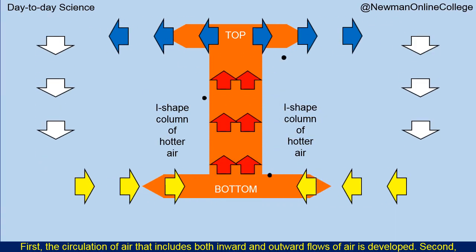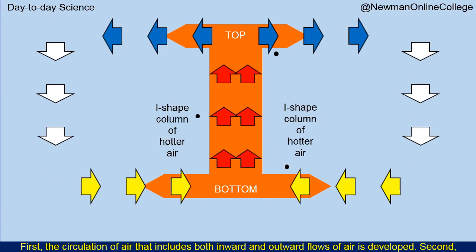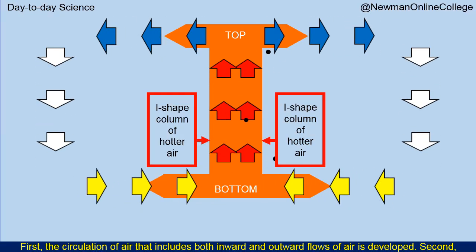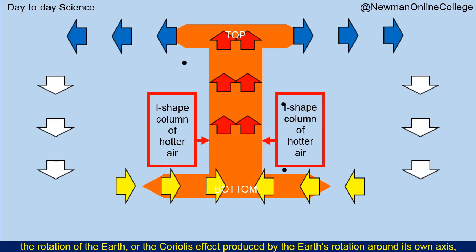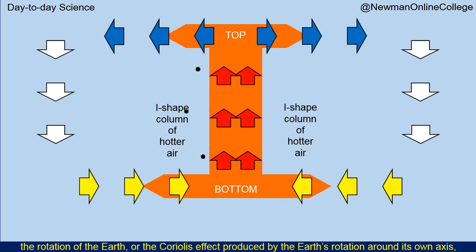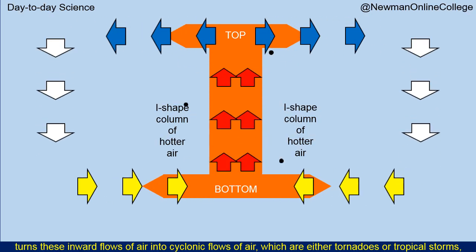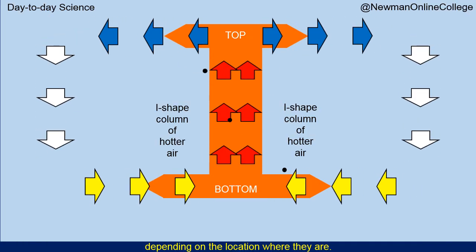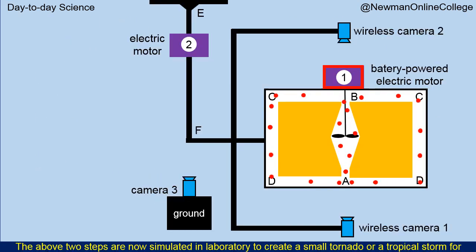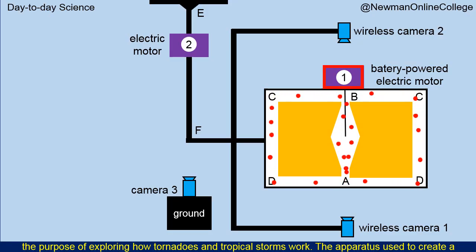First, the circulation of air that includes both inward and outward flows of air is developed. Second, the rotation of the Earth, or the Coriolis effect produced by the Earth's rotation around its own axis, turns these inward flows of air into cyclonic flows of air, which are either tornadoes or tropical storms, depending on the location where they are. The above 2 steps are now simulated in a laboratory to create a small tornado or a tropical storm for the purpose of exploring how tornadoes and tropical storms work.